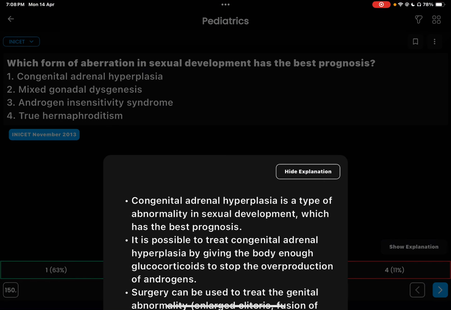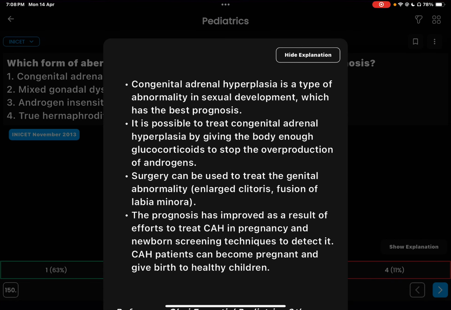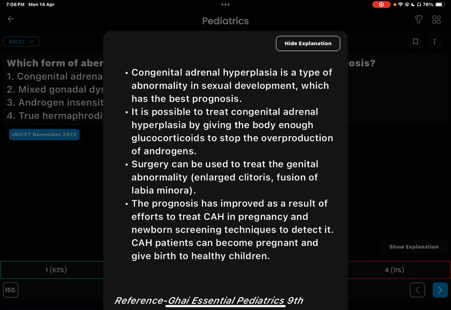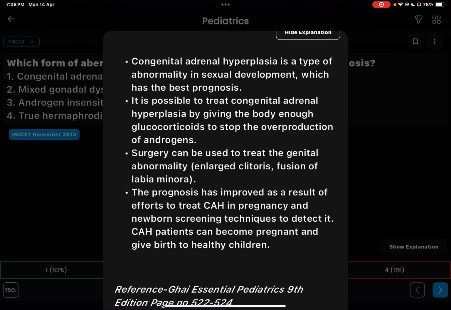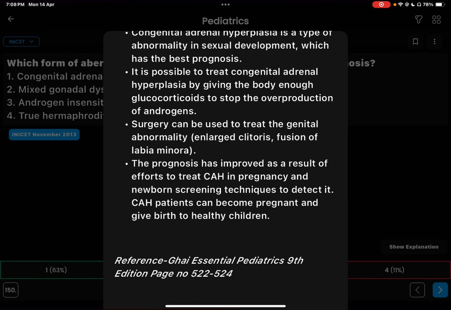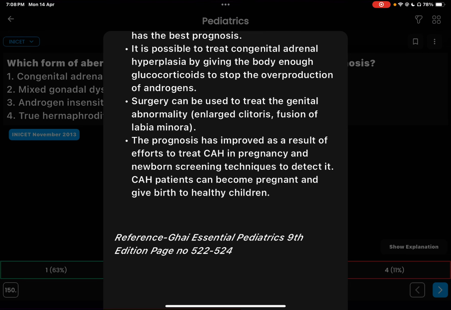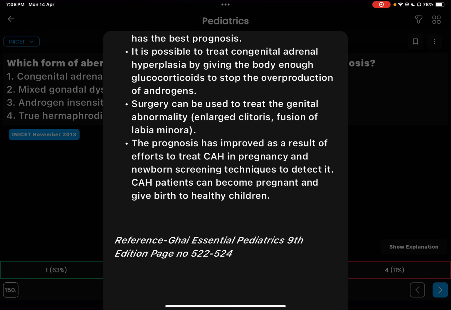And the answer is CAH. Congenital adrenal hyperplasia is a type of abnormality in sexual development which has the best prognosis. It is possible to treat congenital adrenal hyperplasia by giving the body enough glucocorticoids to stop the overproduction of androgens. Surgery can be done to treat the genital abnormality like enlarged clitoris, fusion of labia minora.